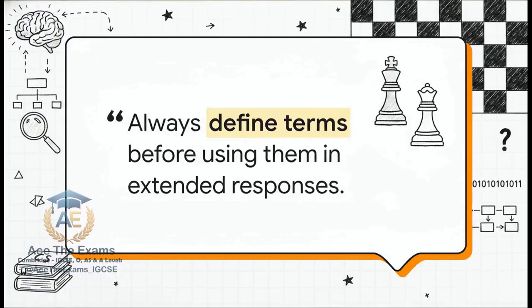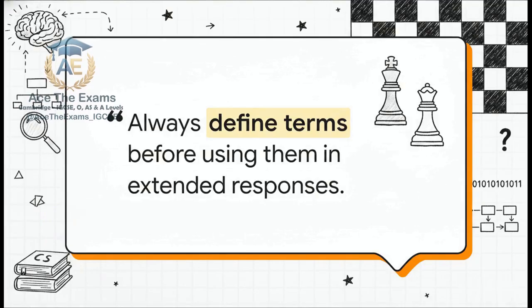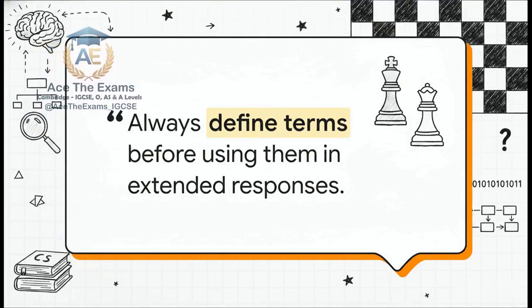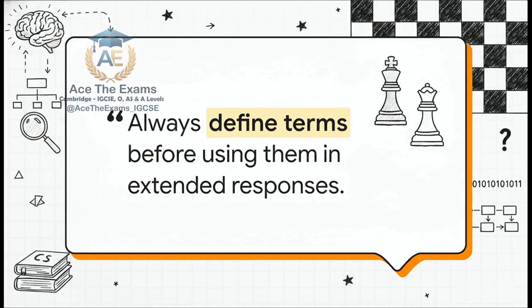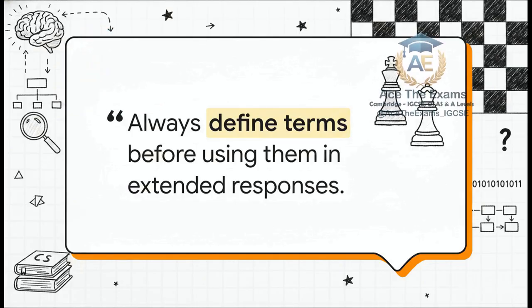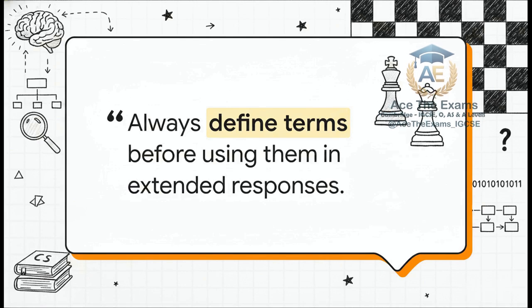I want to leave you with this final, critical thought straight from the source. A Cambridge principal examiner said, "Always define terms before using them in extended responses." Keep this definitive rule in mind. If you master your terminology, rigorously structure your arguments, and always check those boundary conditions, you're going to be playing the game on an entirely different level. Keep analyzing, keep optimizing, but ask yourself, the next time you face a complex algorithm under exam pressure, will you be playing checkers or will you be playing chess? I'll see you in the next explainer.